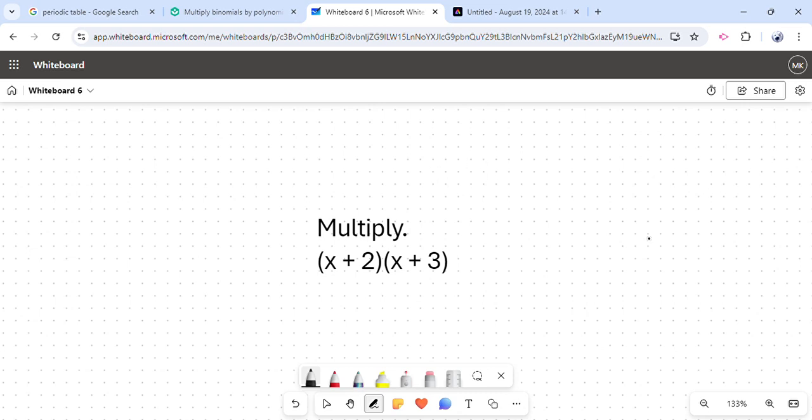Hello everyone, this is Moonlight Learning Academy, and today we are going to be learning how to multiply binomials by polynomials. So, in the first example, we have to multiply x plus 2 by x plus 3.